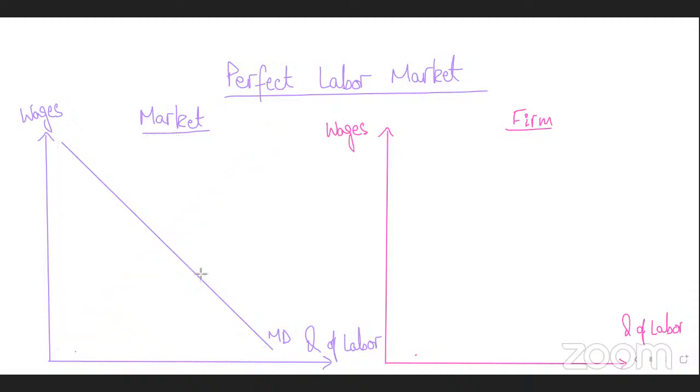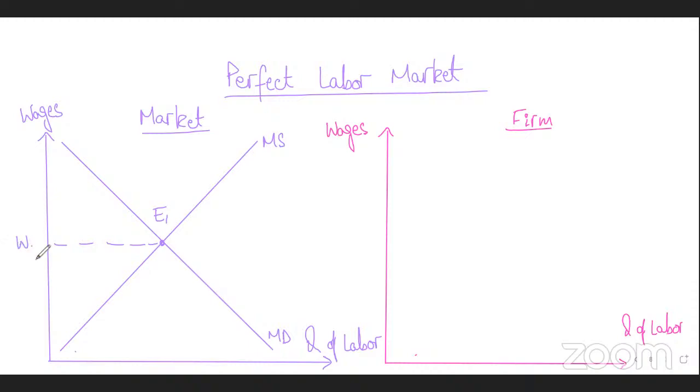Now, how many people are available in the market to work as teachers, who are qualified enough to work as teachers? That will be shown through the market supply of teachers. Are we good? Okay. Now, where the demand and supply of this occupation intersect, that will be the equilibrium point in the market, and that will show us the wages.